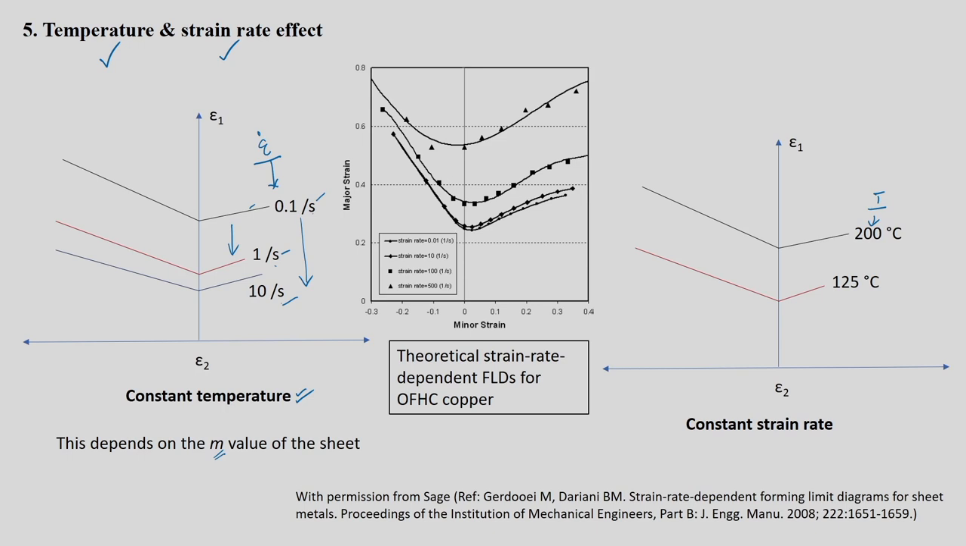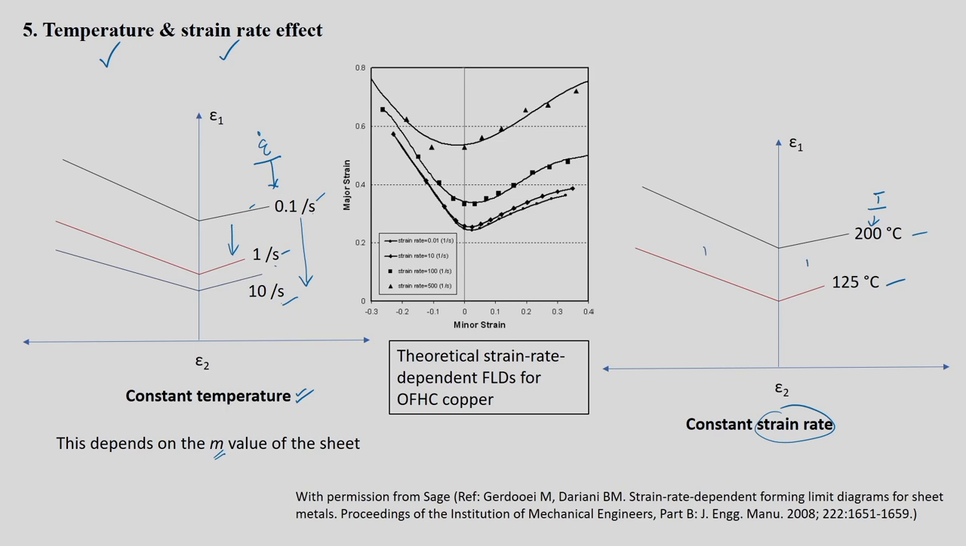And if you take the other effect, suppose you keep it at one particular strain rate, let us say 1 per second, fixed at 1 per second, and then you change the temperature. One forming limit is for 200 degree centigrade, which is better than the other case, for example 125 degree centigrade. This is just a schematic I am drawing. It may not be exactly parallel in both the regions.